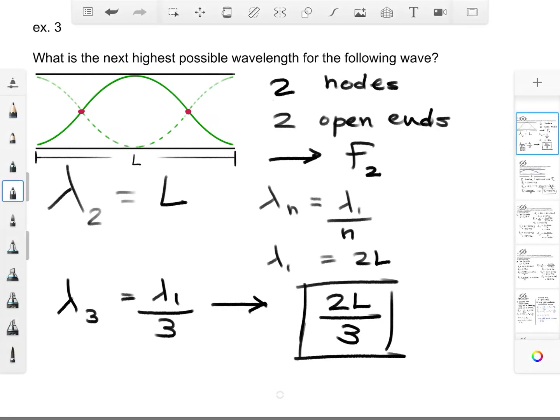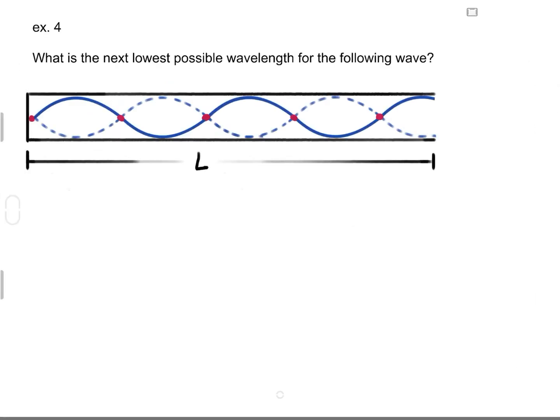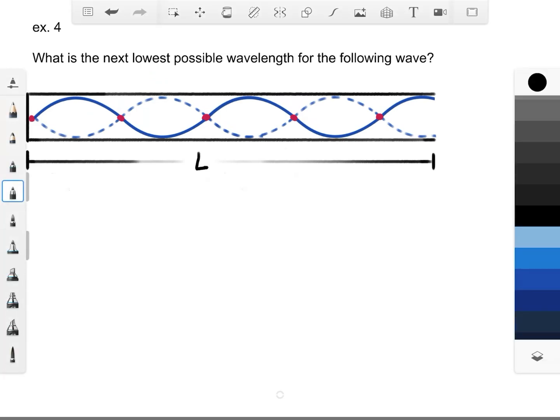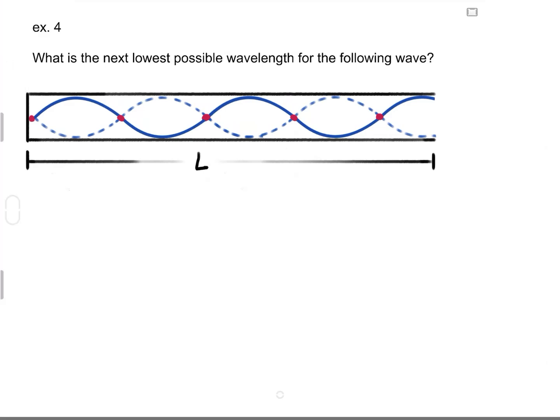Okay, last one. What is the next lowest possible wavelength for the following wave? Now this one looks a little bit crazy, but it's still the same concept. What do we have going on at the ends? And how many nodes do we have?